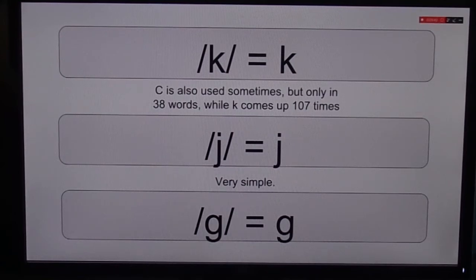J and G are extremely simple. They're both spelled how they sound, a J being used for a J, always, and a G being used for G, always. There's basically no exceptions to this rule, except for one that you'll see later.